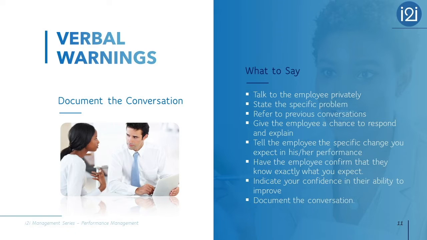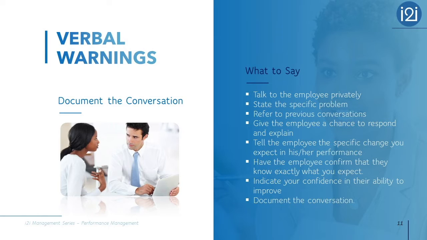If coaching and counseling doesn't work, you move on to a verbal warning where you document the conversation. Advise the employee verbally of the violation or problem and the need to correct the issue. Even though this is a verbal warning, you want to write it down. When you give verbal warnings, talk to the employee privately in an office or a conference room or other quiet area with no interruptions. State the specific problem in terms of desired performance and actual performance, and refer back to previous casual conversations that you had about the problem, the coaching and counseling sessions.